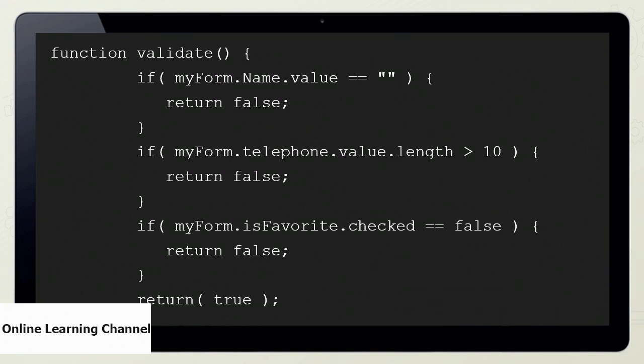Now, if all of the checks on the validate function pass, then we simply return true to whichever function is listening to this validate function. And if that happens, it probably means that the form can be submitted.